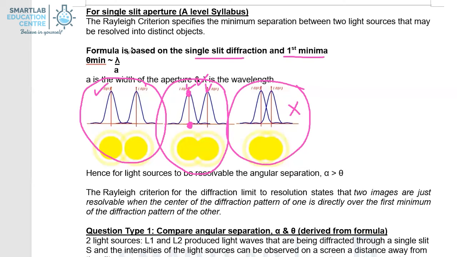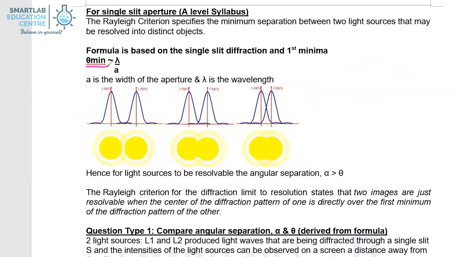So the Rayleigh criterion is based on the single slit diffraction, where we examine when the first minima occurs. In this case, sine theta is equal to lambda over a, and a is the slit width, which could actually be the width of an aperture or the width of the telescope. Given that theta is small, sine theta is approximated as theta. So theta minimum is approximated as lambda over a.